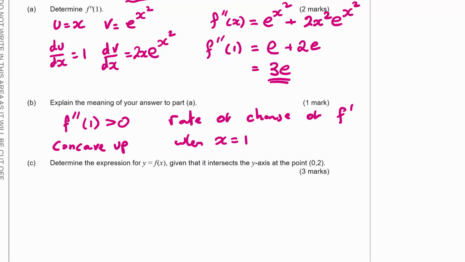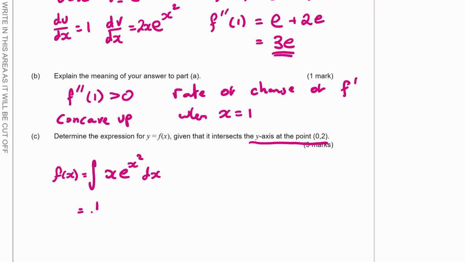Determine the expression for y equals f of x given that it intersects the y-axis at the point 0, 2. So now we actually want to integrate. So our f dashed was x e to the x squared. So f of x is going to be the integral of that.